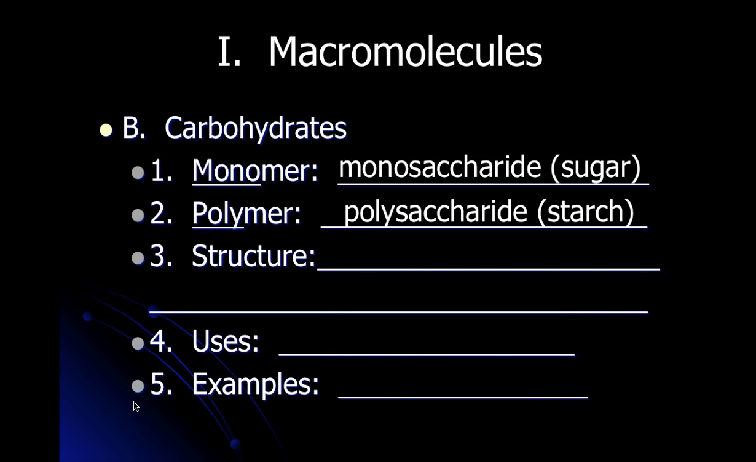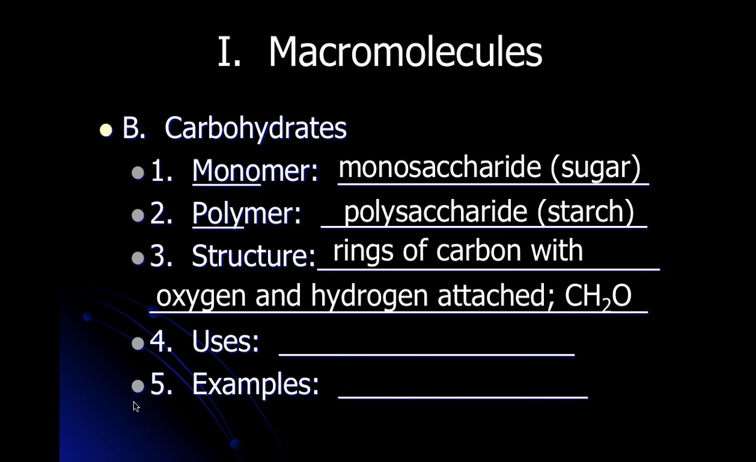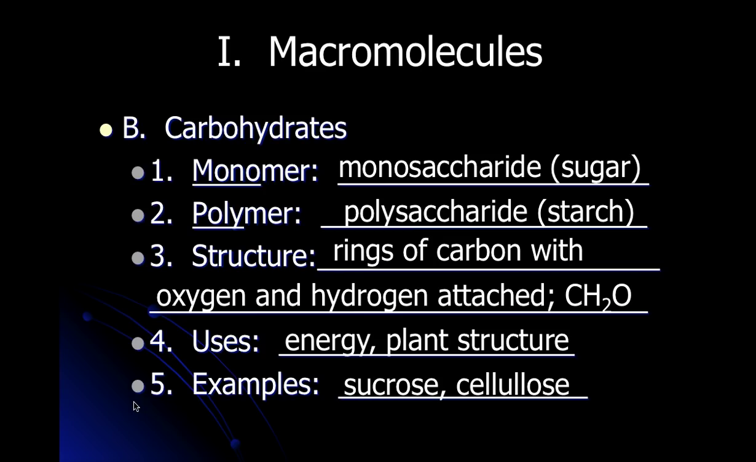The structure of a carbohydrate is rings of carbon with oxygen and hydrogen attached. So we have CH2O. The uses are energy and plant structure. Carbohydrates are short-term energy. It's that quick burst of energy you get from eating something sweet. And then we also have our plant structures. The examples are sucrose and cellulose. Sucrose would be like table sugar, and cellulose is what you'll find in the roughage, the lettuce and the corn, all of those fruits and vegetables that you eat.